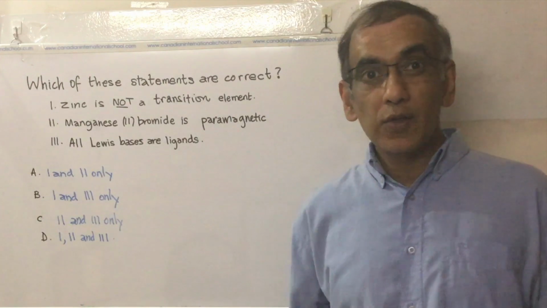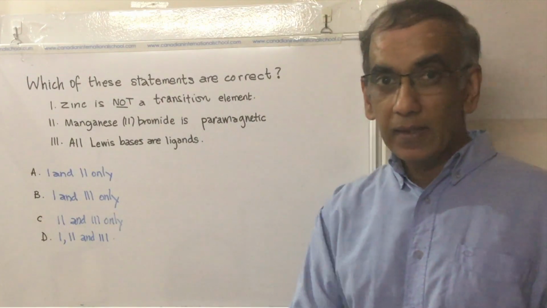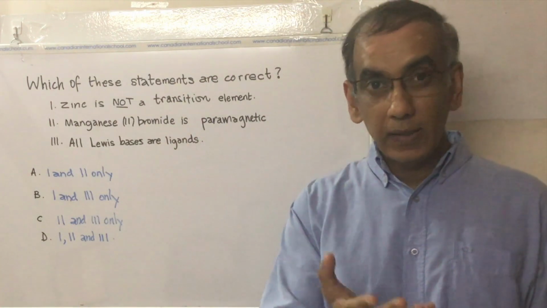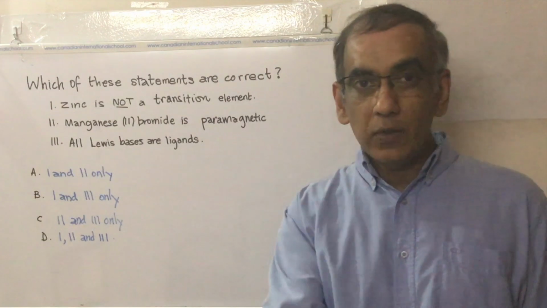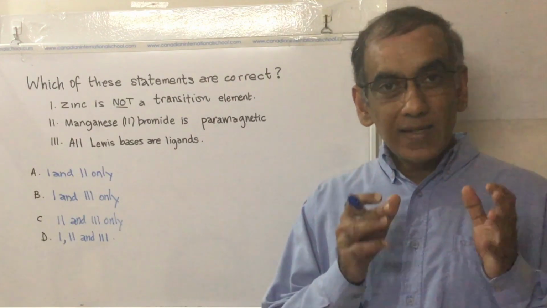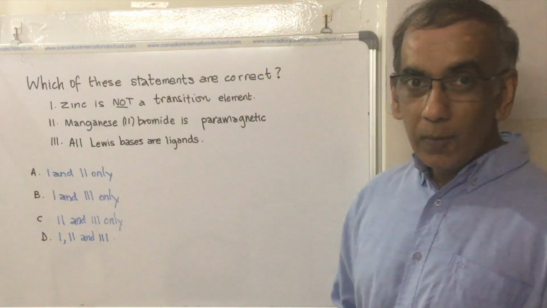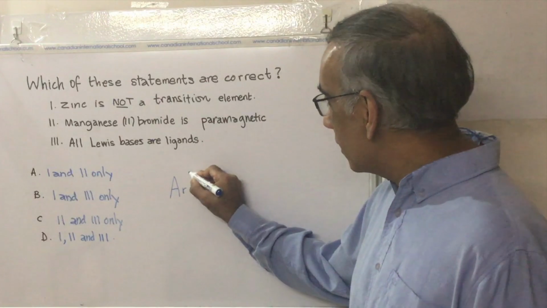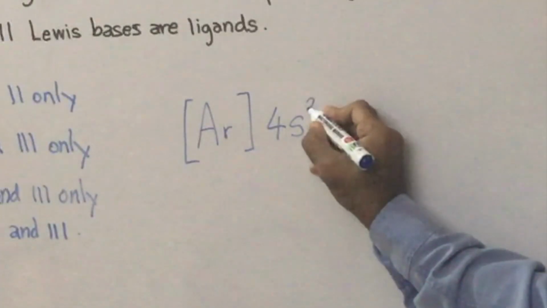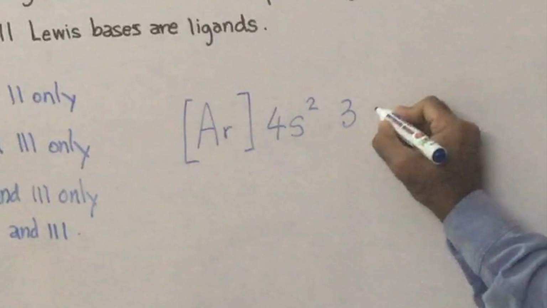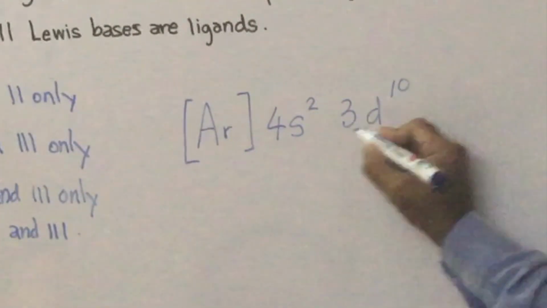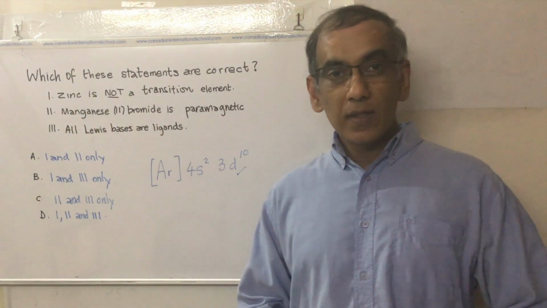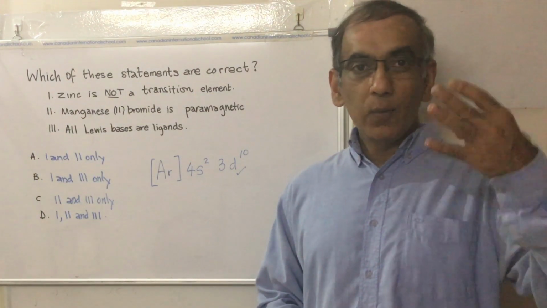It's straight out of section 13 of the IB chemistry guide, where it says that transition elements need to have unpaired electrons. Now in that periodic table that you get in paper 1, it would say that zinc is 30, and what that means is that its electronic configuration is argon core 4s2 3d10.